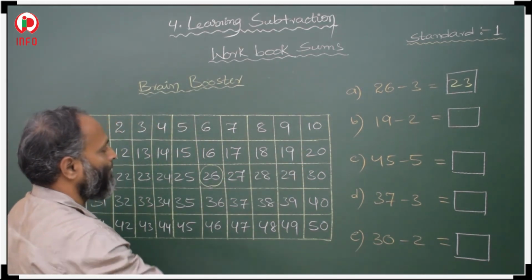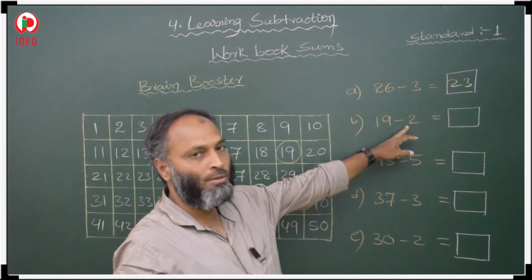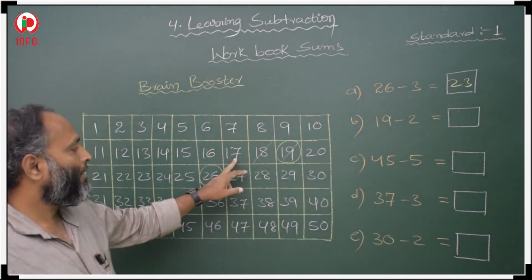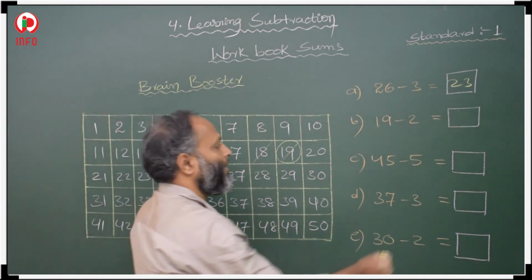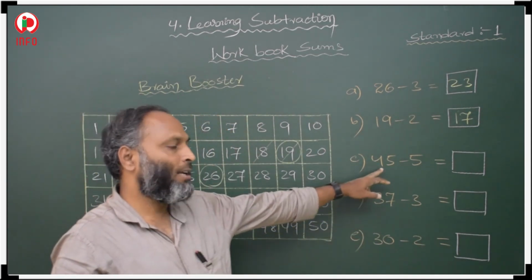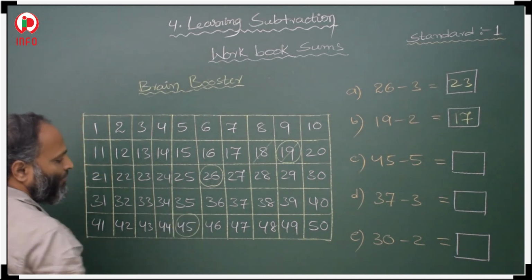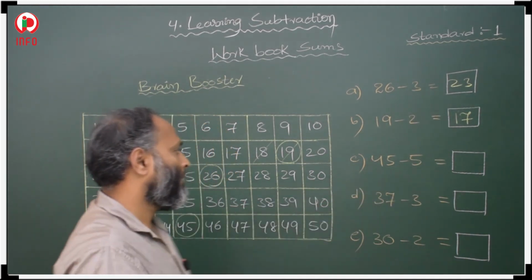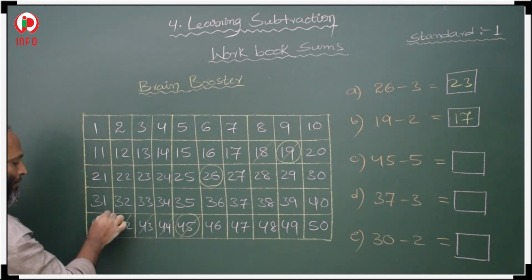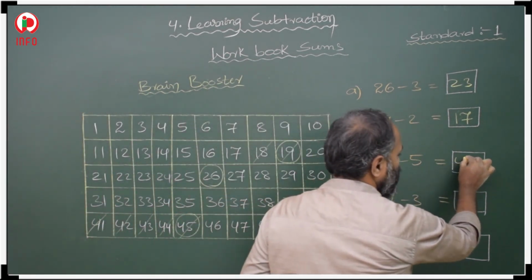Where is 19? 19 is here. 19 minus 2. Minus 2 means this number, this number. So till 17 is left. Then 17 is our answer. Then after that, what is there here? 45. Where is 45? Here 45. 45 minus 5 means 5 numbers including this 45. 1, 2, 3, 4, 5. Then what is left here? 40. Then the answer is 40.